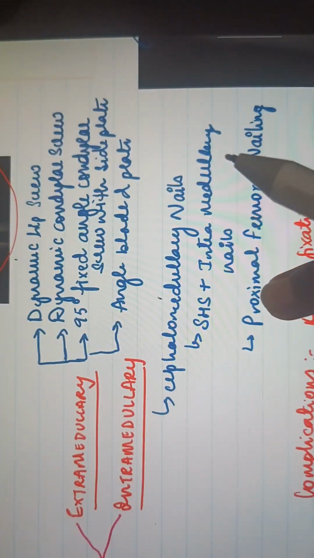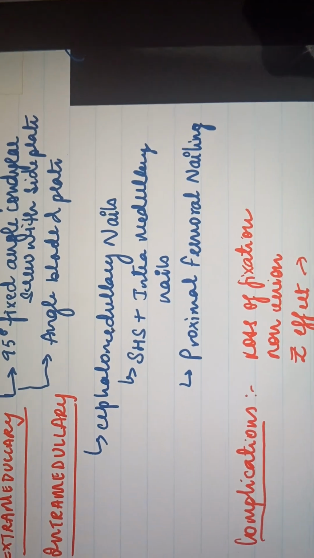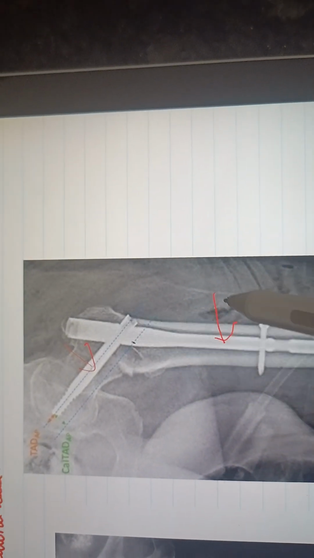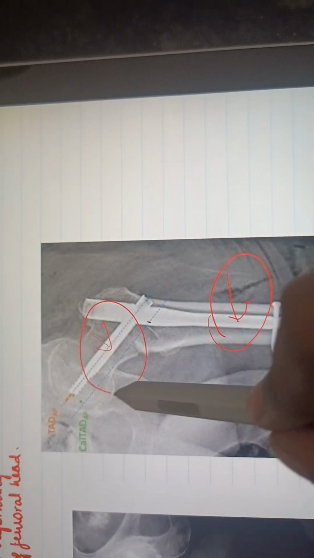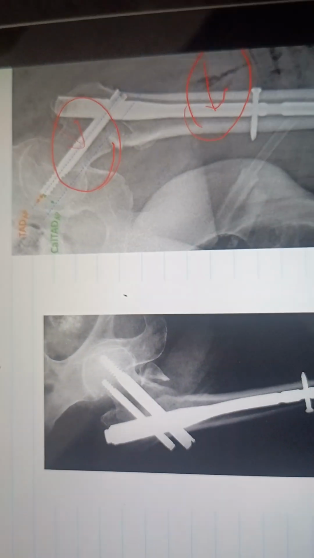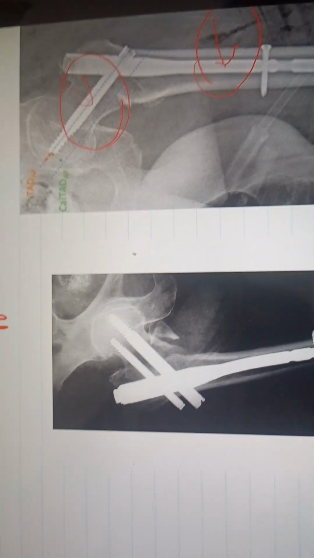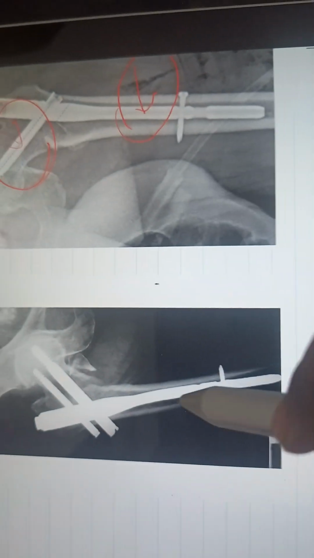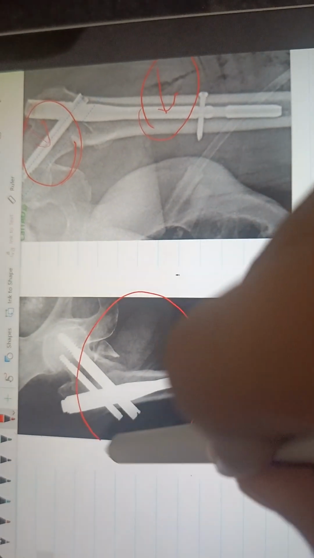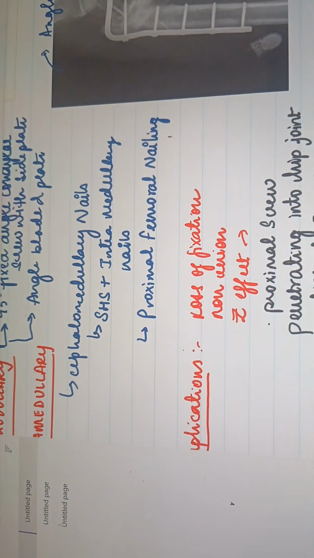Next come the intramedullary devices. Intramedullary devices are cephalomedullary nailing. This is your cephalomedullary nailing. It is nothing but an intramedullary nail along with a sliding hip screw. It's a combination of an intramedullary nail and a sliding hip screw. But the commonly used method which we use here is closed reduction internal fixation with proximal femoral nailing. So this is closed reduction internal fixation with PFN. These are the treatment options.